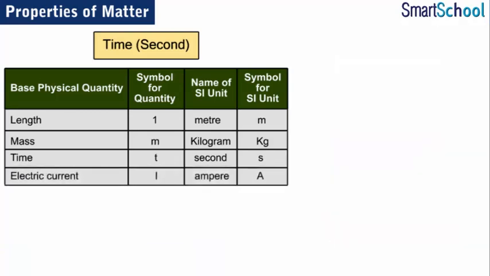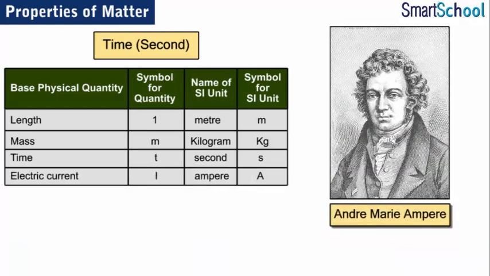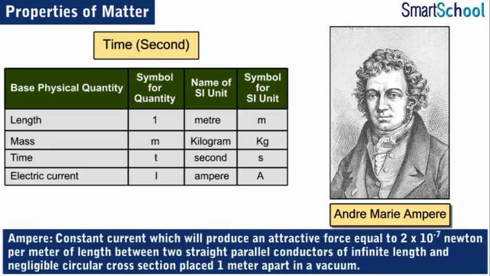The SI base unit of electric current is ampere. It is named after André-Marie Ampère, the physicist who discovered electromagnetism. It is defined as the constant current which will produce an attractive force of 2 × 10^-7 Newton per meter of length between two straight parallel conductors of infinite length and negligible circular cross-section placed 1 meter apart in a vacuum.